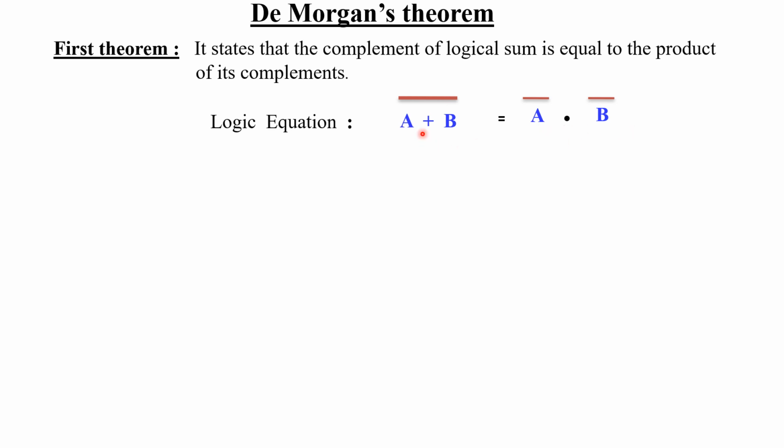When we break this bar, let us see what it becomes. A becomes A bar, and the plus operator changes to an AND, or dot, multiplication, and then B bar. So when we break the bar, we get A bar dot B bar.